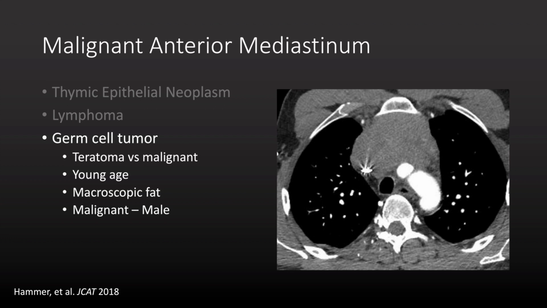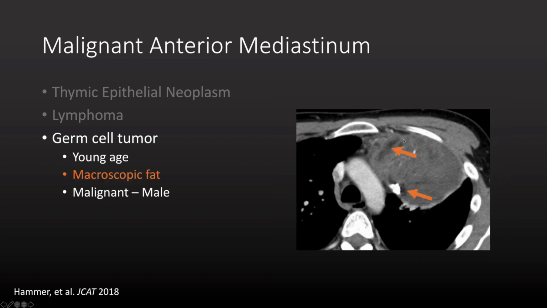Germ cell tumors are almost exclusively seen in young patients, and malignant germ cell tumors are almost exclusively seen in male patients. It's otherwise difficult to distinguish a lesion such as this one from lymphoma. But if you do see, like in this case, intralesional fat and calcifications, then you can be pretty confident that the lesion is some sort of germ cell tumor.